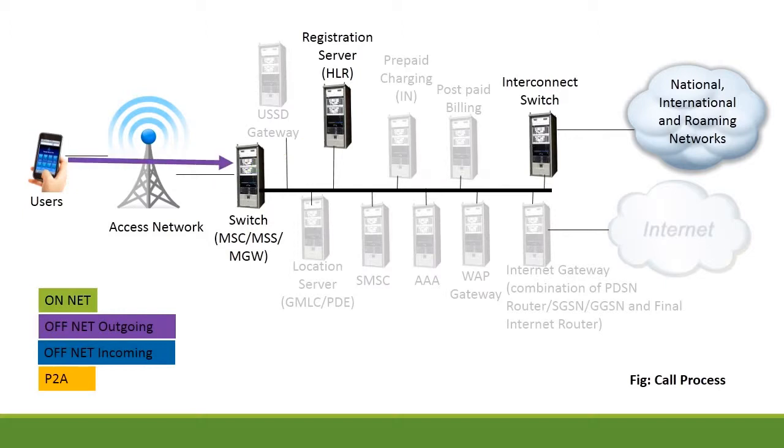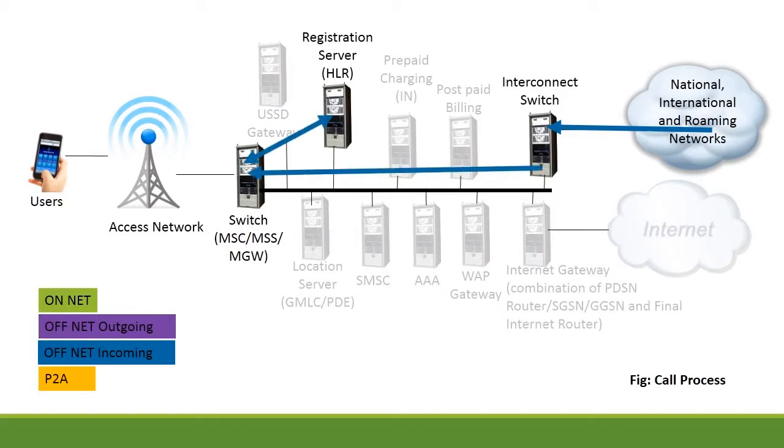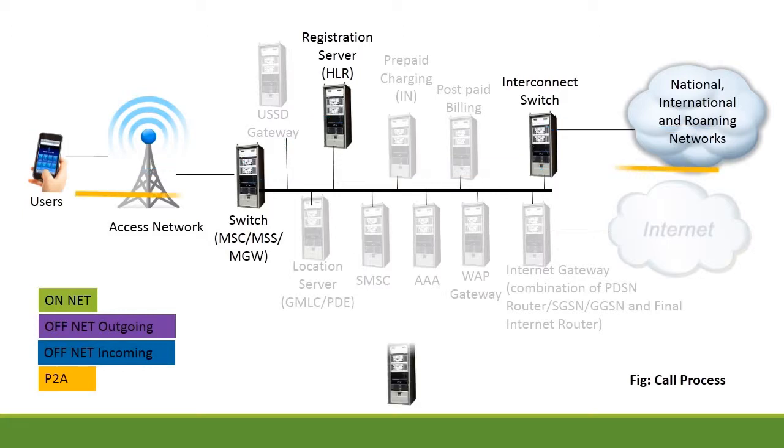Now let's see the flow of an off-net outgoing call. At first, the call is initiated by the subscriber. Then the call comes to the MSC and then it goes to the HLR for verification. After verification, the call goes to the interconnect switch. The interconnect switch then sends the call to the specific operator. For an off-net incoming call, it first comes to the interconnect switch, then it comes to the MSC. The MSC sends it to the HLR for verification, and after verification, the call is delivered to the subscriber.